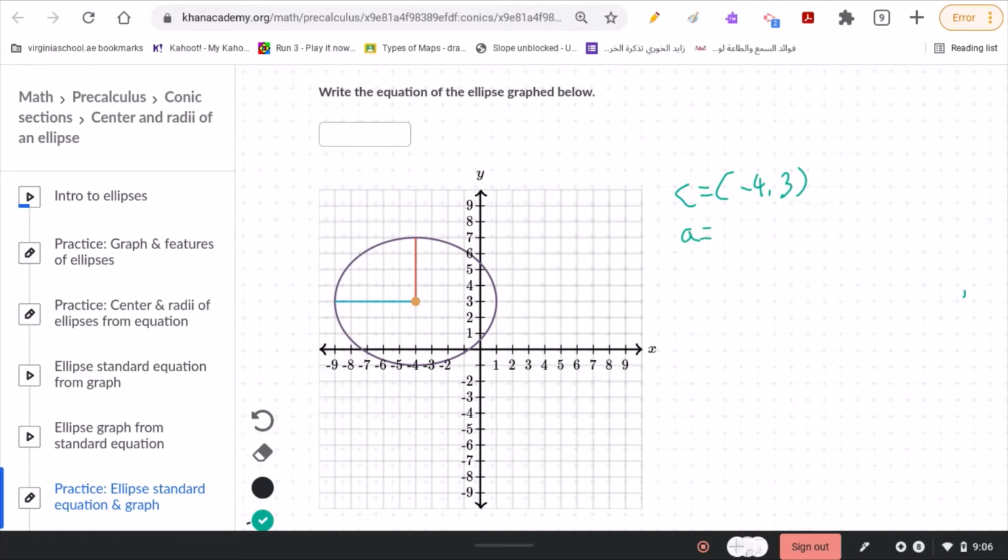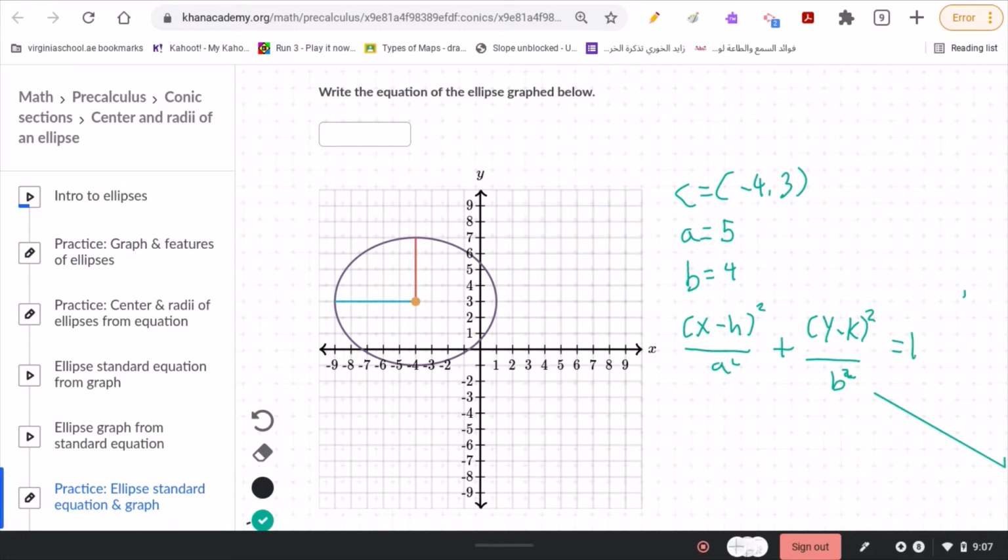In the graph, the blue line shows the semi-major, which is 5. And for the B, we need to find the semi-minor, which is shown as the red line, and it's 4. So now we need to plot the information we got from the ellipse in the equation, which is (x minus h) squared over a squared plus (y minus k) squared over b squared equals 1.